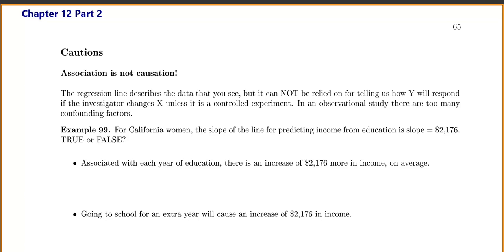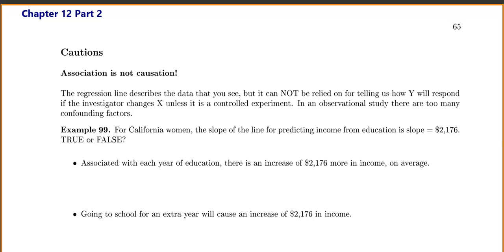This is chapter 12, the regression line, part 2. First, we're going to talk about some cautions. The first one is that association is not causation. A regression line describes the data that you see, but it can't be relied on for telling us how Y will respond if our investigator changes an X value, unless it's a controlled experiment, because in an observational study there are just too many confounding factors.